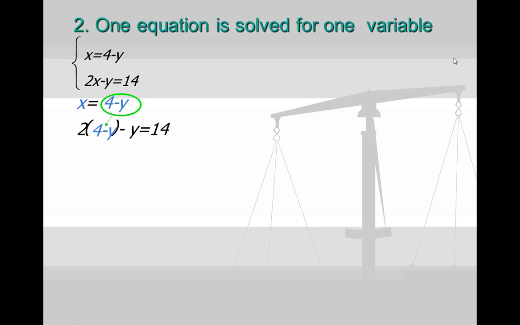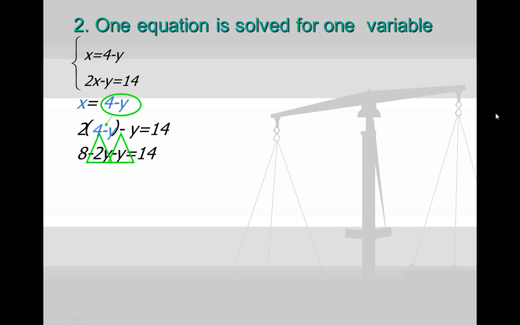See, the x came out, and instead the 4 minus y went in there. Now, how in the world did they get 8 and minus 2y? Well, that's my hippity-hoppity distributive property. 2 times 4 is 8. 2 times negative y is negative 2y. Minus y equals 14.